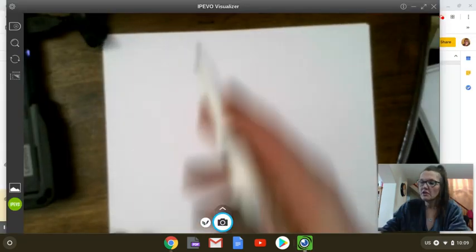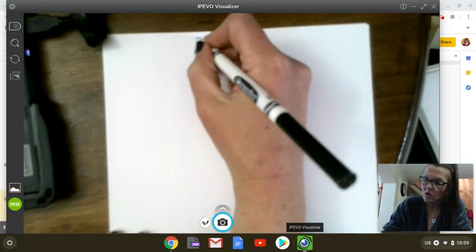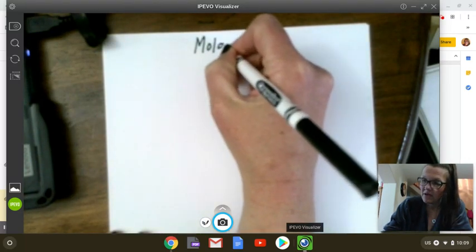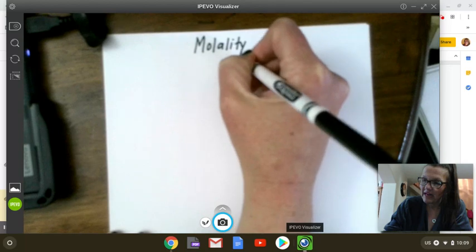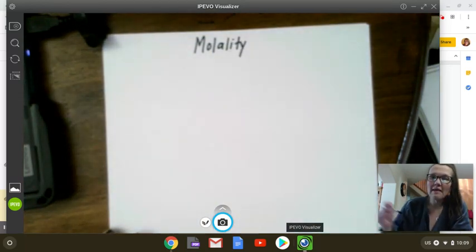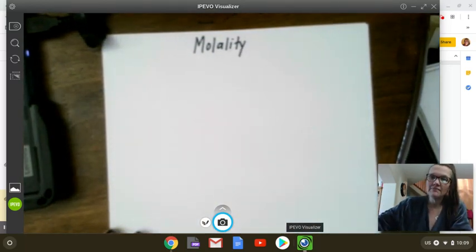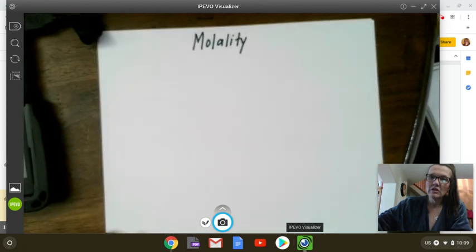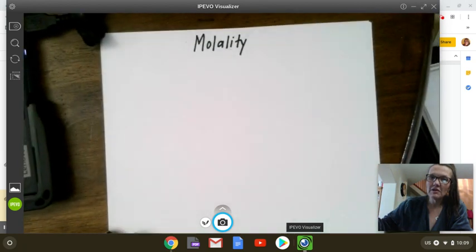Okay, and so we're going to talk about molality. Now, remember that molarity is represented with a capital M, right? Molality, hopefully this will work in terms of focusing.